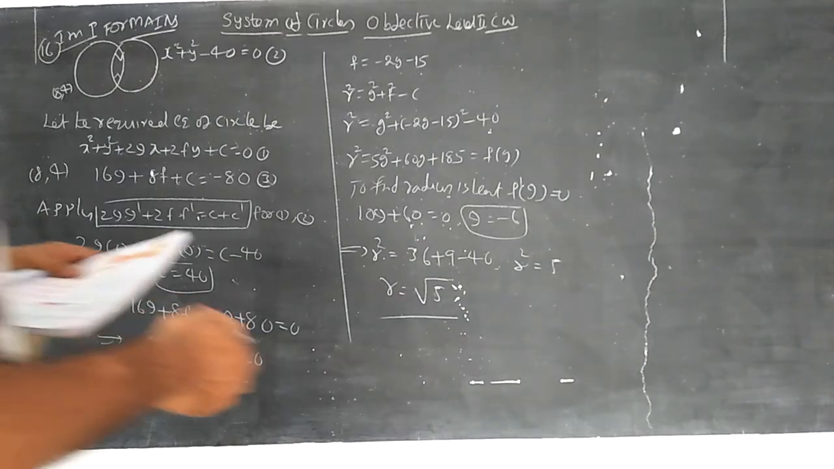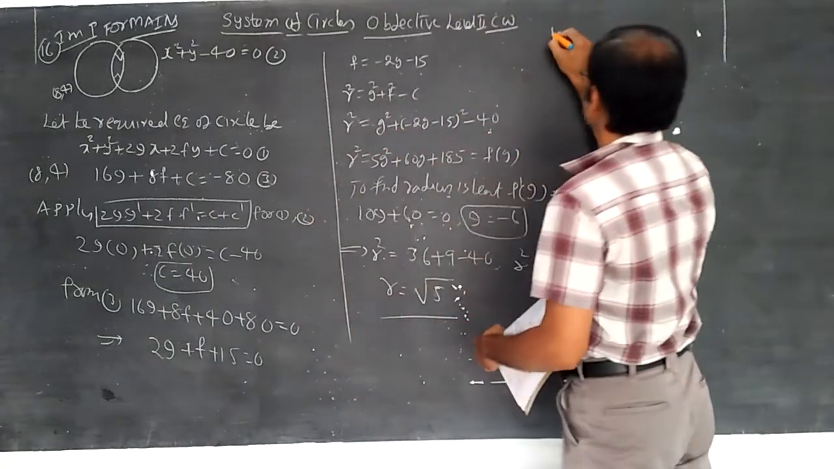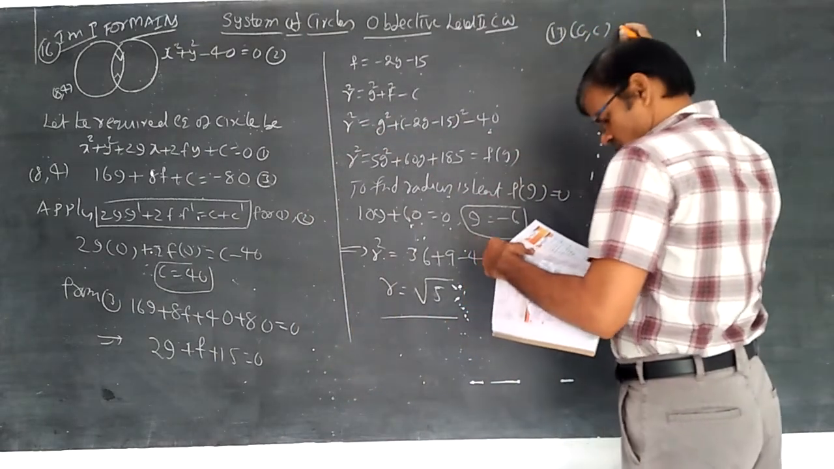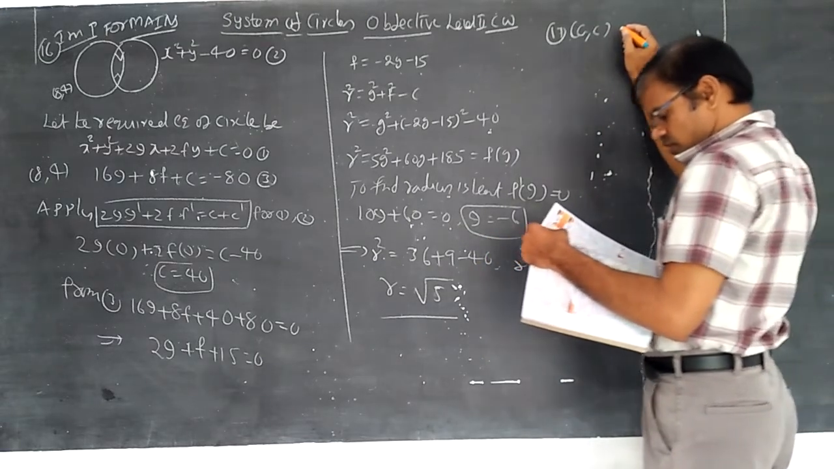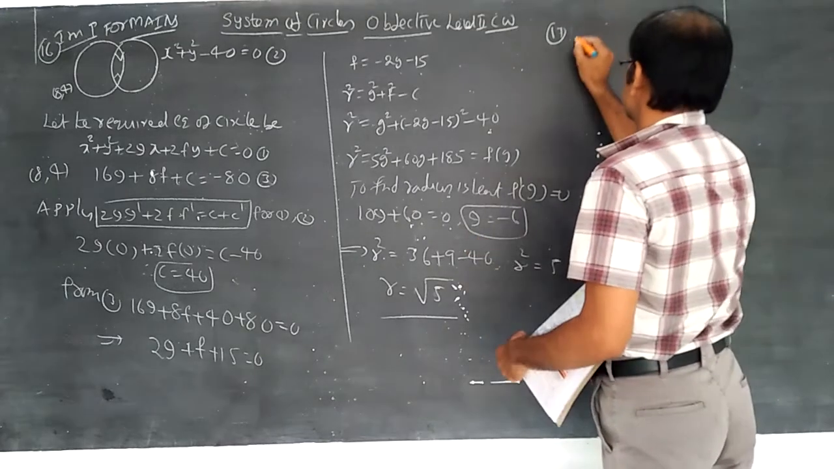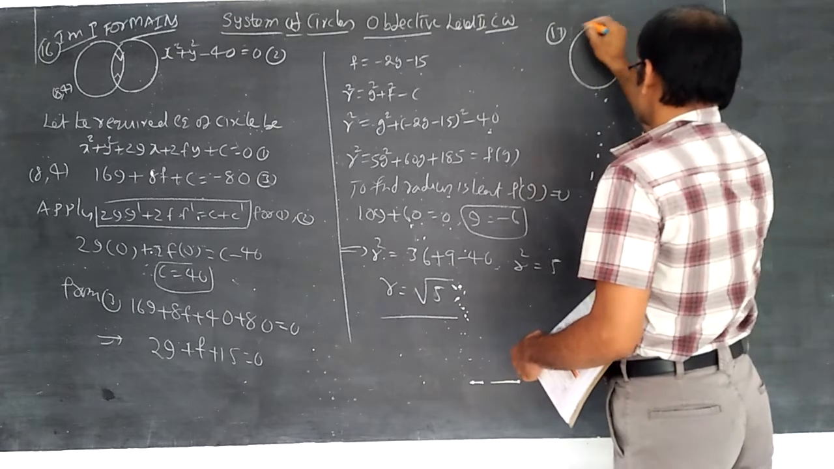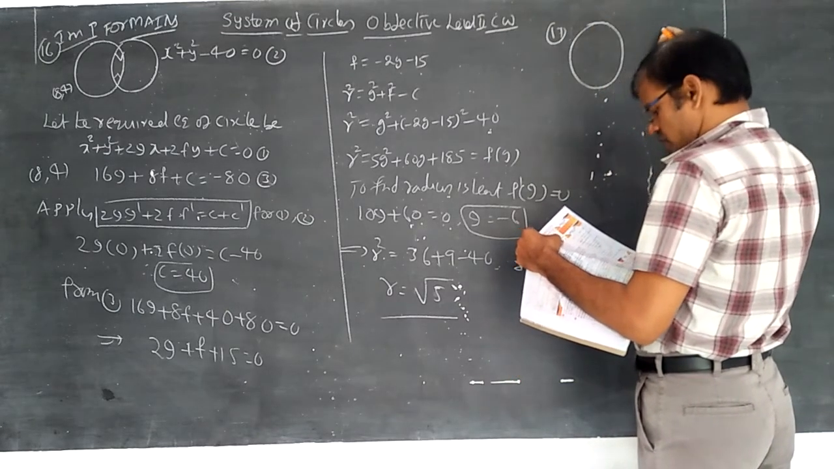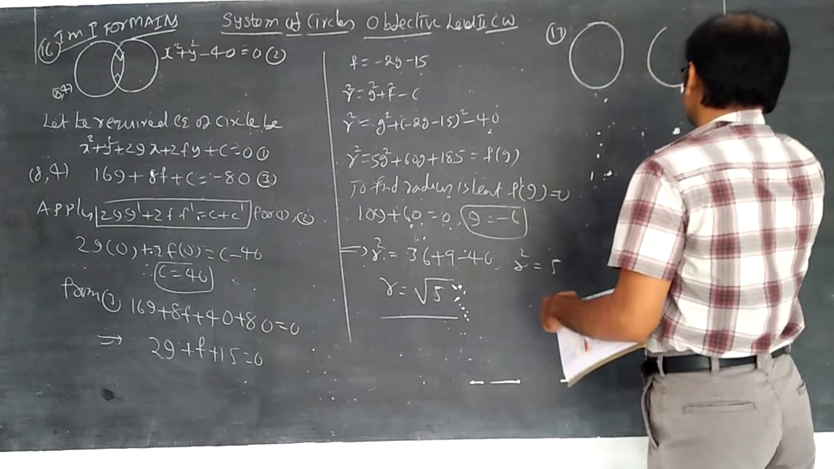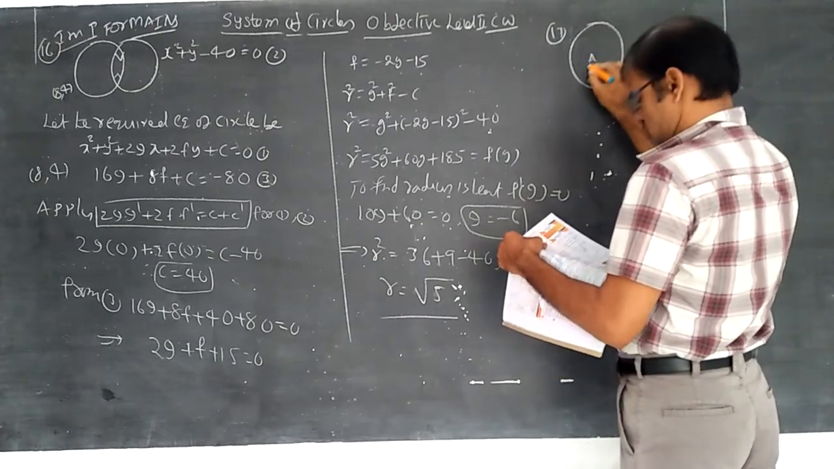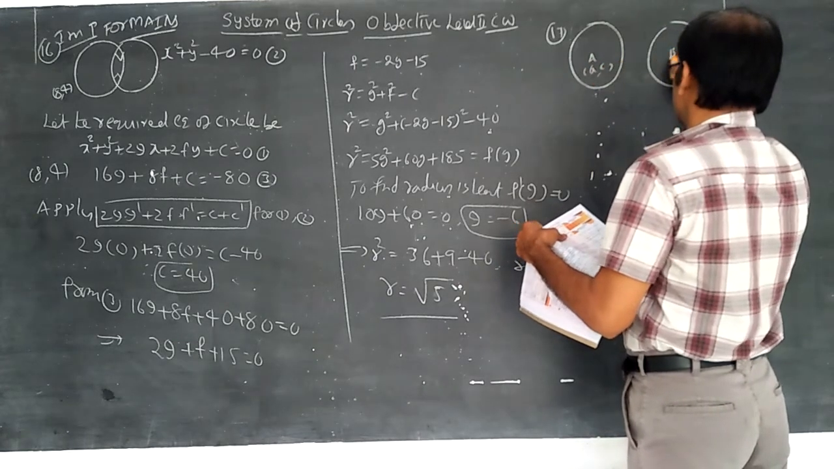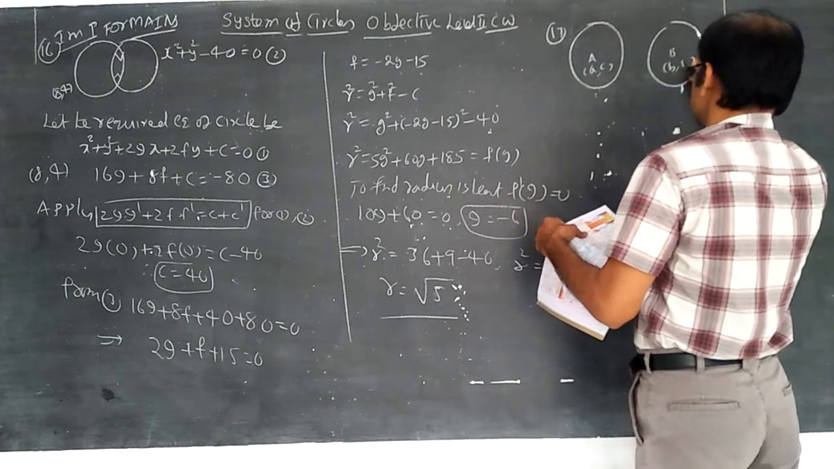Now let us discuss the 17th question regarding radical axis. (a, c) and (b, c) are centers of two circles whose radical axis is the y-axis. Draw the circles. The radius of the first circle is r and of the second circle is R. Put here A as (a, c) and here B as (b, c).